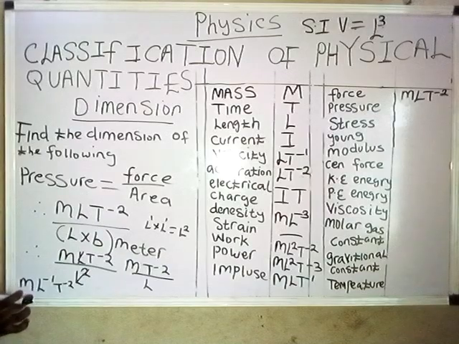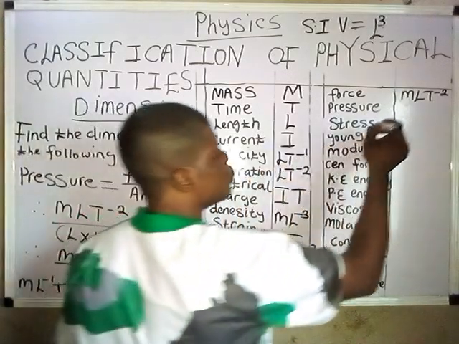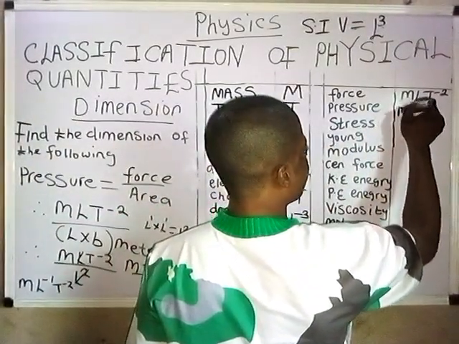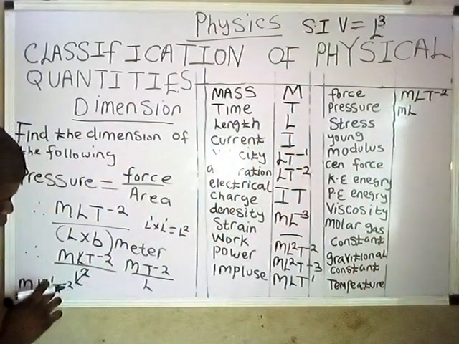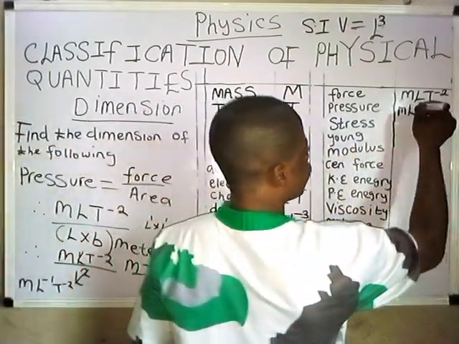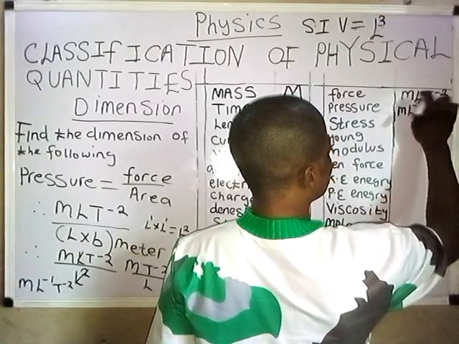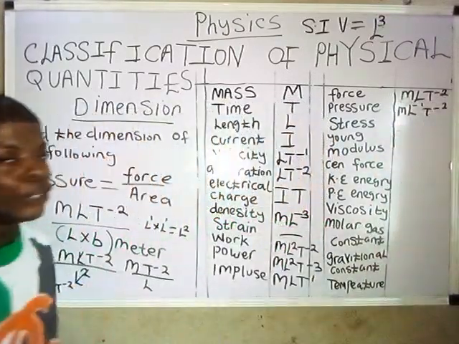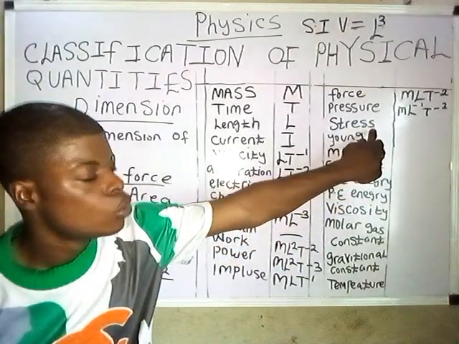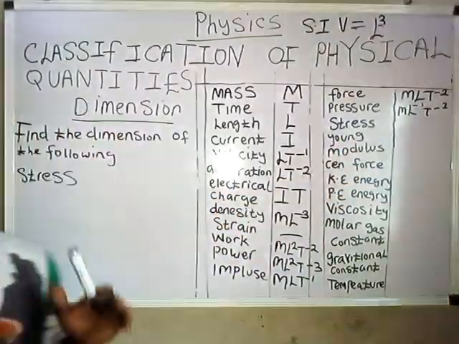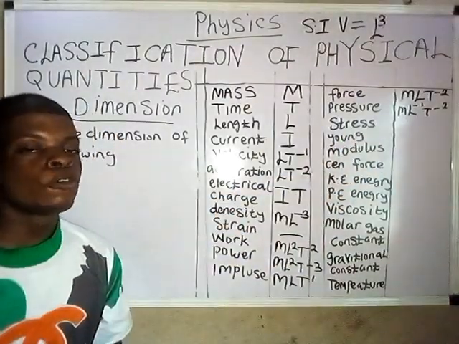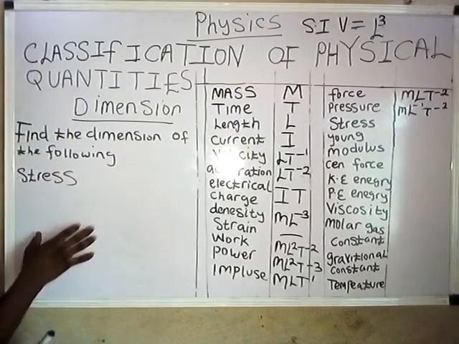So let's add to the table below by saying that the dimension of pressure is M L raised to power minus 1 and T raised to the power minus 2. So this is the dimension for pressure. Let's look for the dimension of stress. Okay guys, let's look for the dimension of stress.